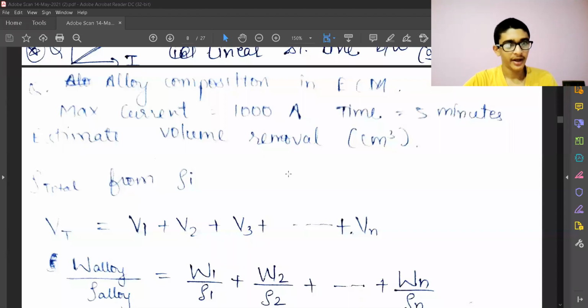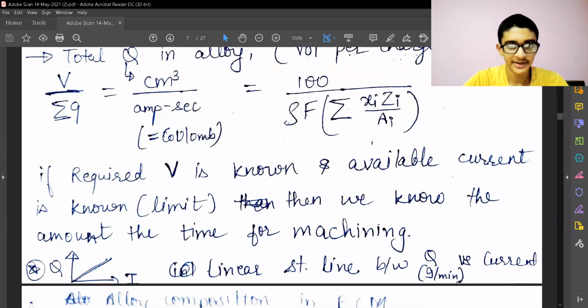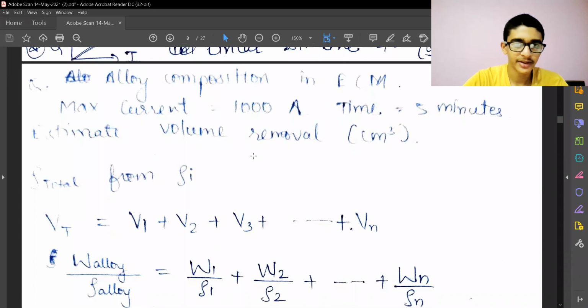So let's start with the numerical example in which I'm going to explain how I can find an equivalent density of the alloy, combining the densities of the elements present in the alloy. The alloy composition is given in electrochemical machining. There is some type of composition, but we did not care about it. I'll just directly show the calculations done.